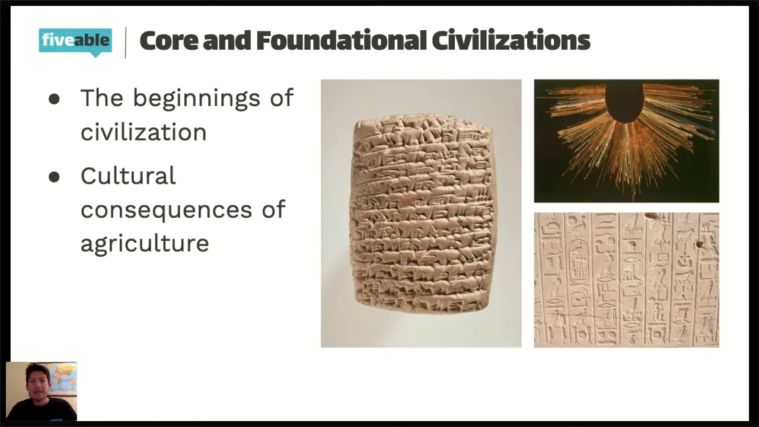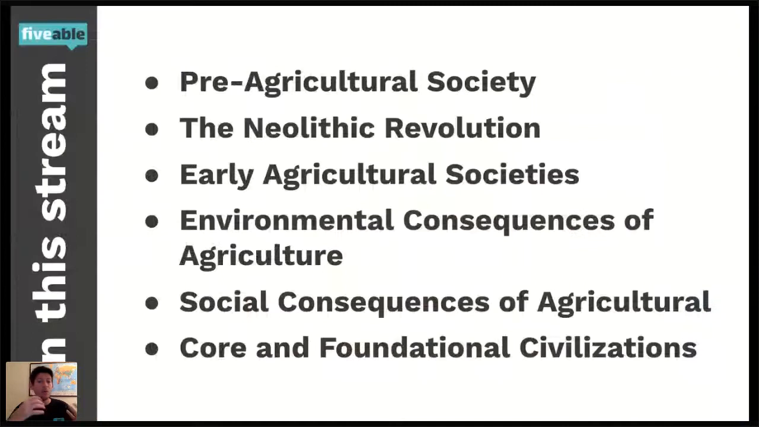All right. Where are we at now? So that kind of brings us to the end of what I really want to talk about with the Neolithic Revolution. What we wanted to talk about today: we've talked about what pre-agricultural society looked like. We've talked about the Neolithic Revolution, this movement to farming, the beginning of farming in humanity. We've talked about what early agricultural society looks like, and what those environmental and social consequences are, and briefly, how it led to the development of what we would call civilization.